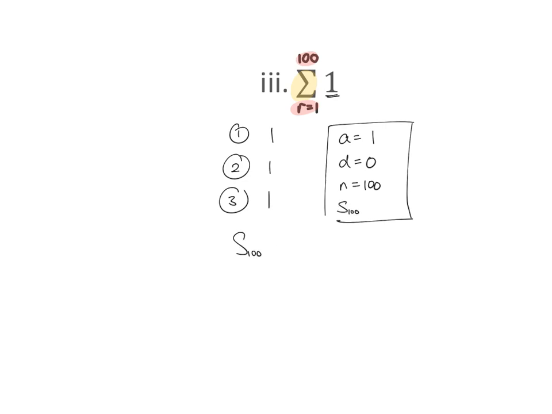It's an arithmetic progression, and what you will find if you do this is you will get 100. And the reason for that is because actually what you're doing is you're adding up 1 100 times. So that is correct. You could just do that without using the formula because you know how that's going to work.